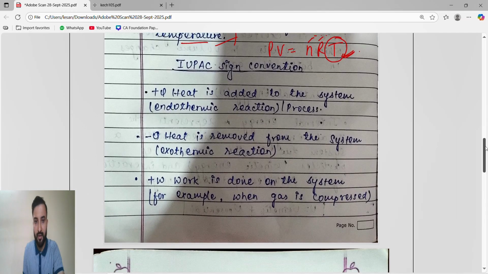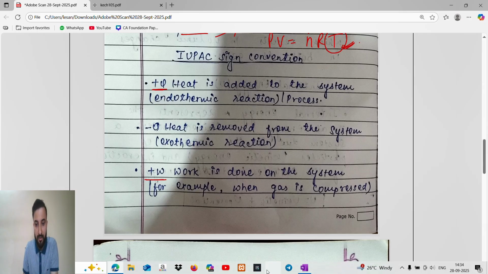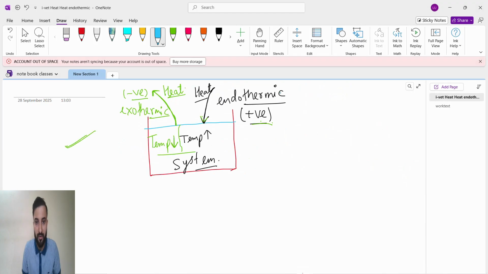Then, guys, after that we will see the IUPAC sign convention. I have already told you. See, plus Q and W. First we'll focus on plus Q. Plus Q means heat is added to the system. Heat is added to the system means heat is acting upon the system, which means the system is absorbing the heat.